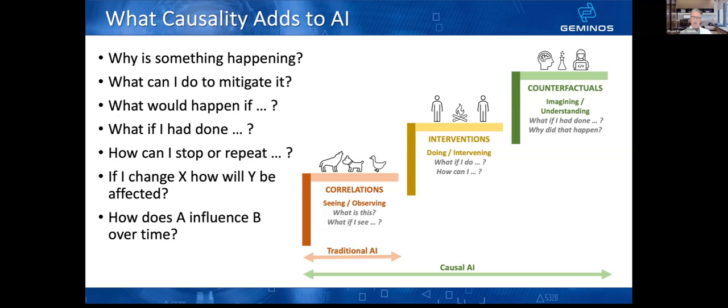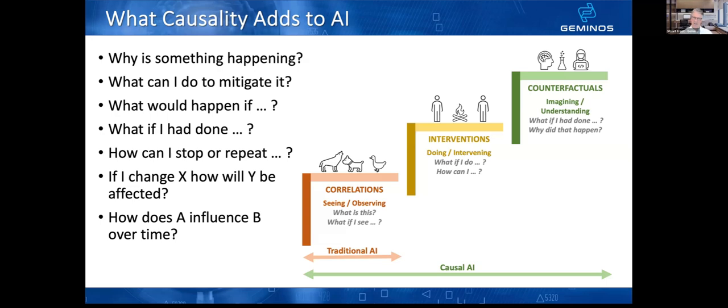And this is really important when it comes to making business decisions, because at the end of the day, what our customers want to do, what we all want to do, is that list of things on the left. We want to understand, why is something happening? Why is this key outcome drifting in some way? What can I do to mitigate it? What would happen if I changed something? What if I had done something differently?